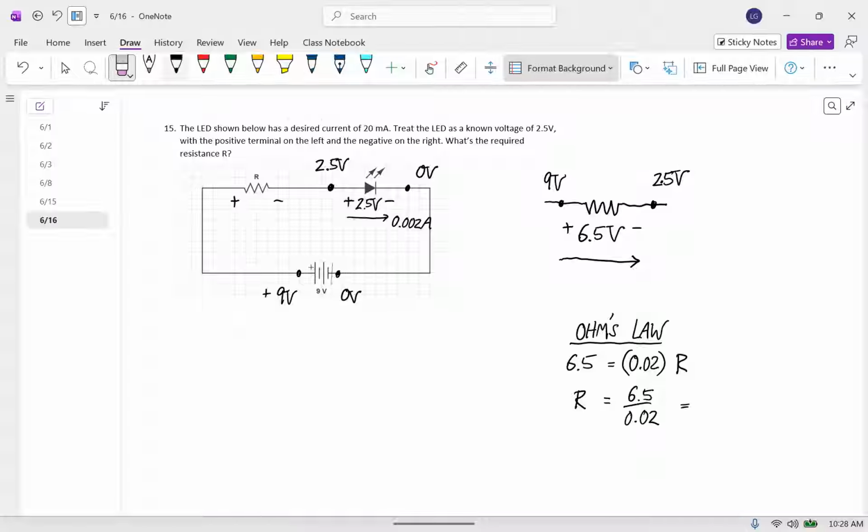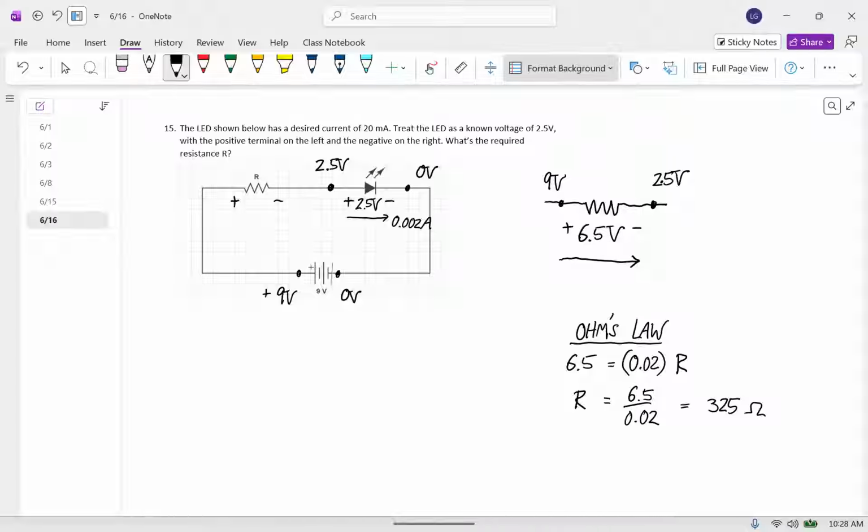And in electronics projects like this, you're almost always just trying to get these currents and voltages into the right ballpark. These devices have little ranges that they can operate under. So as long as you get into the ballpark, that's plenty good enough.